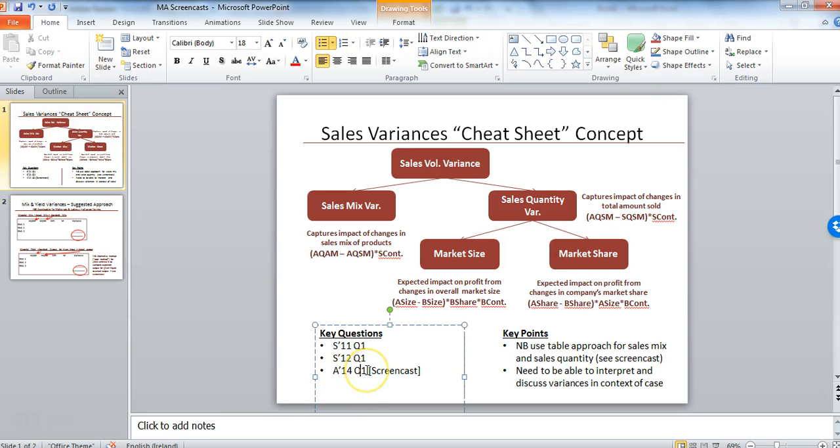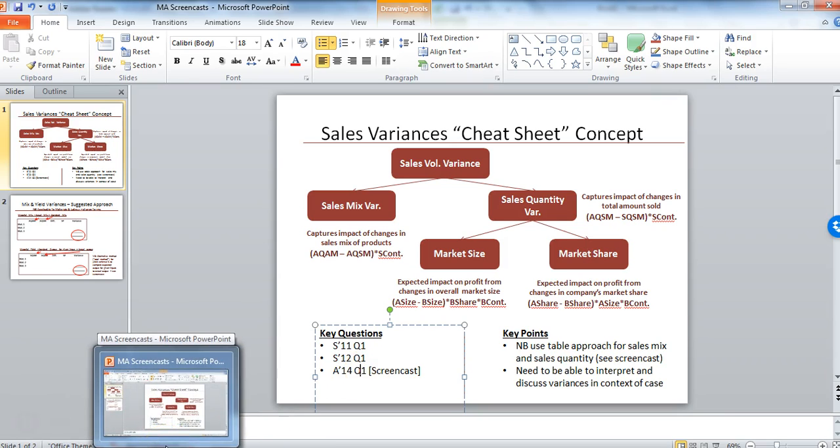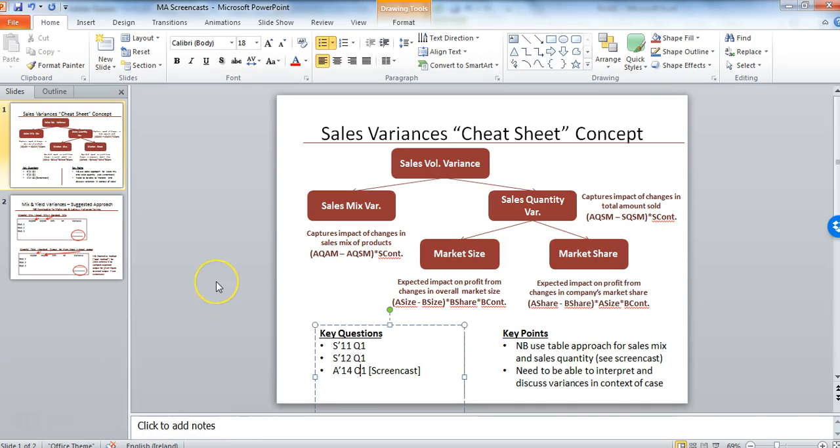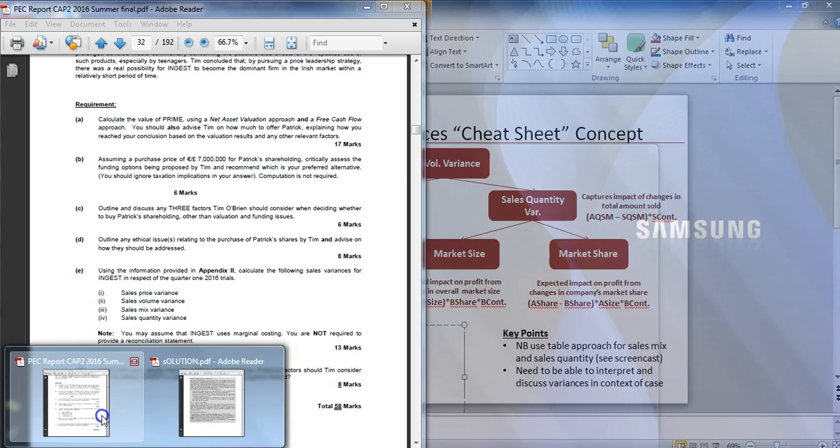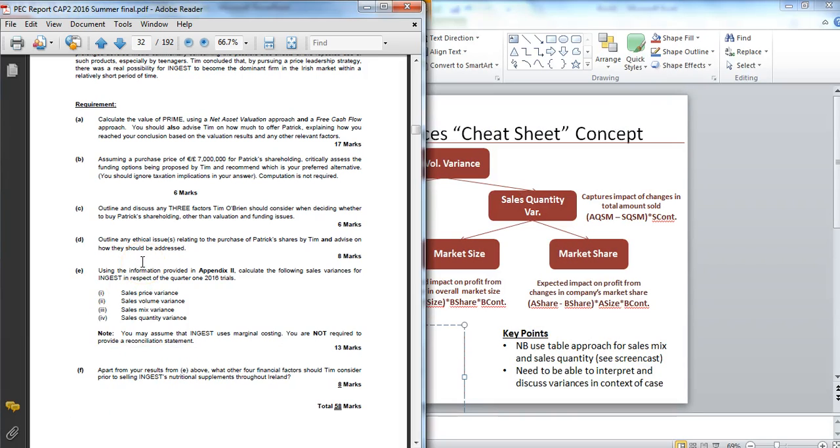In particular, a very similar question to the Summer 16 question 1 also appeared in Autumn 14 question 1. So if you do want to go back and practice these types of questions, look at Autumn 14 question 1, which is very similar, but it also looked at, I think, market size and market share. So this screencast looked at Summer 16 question 1 part E, focusing on advanced and basic sales related variances.